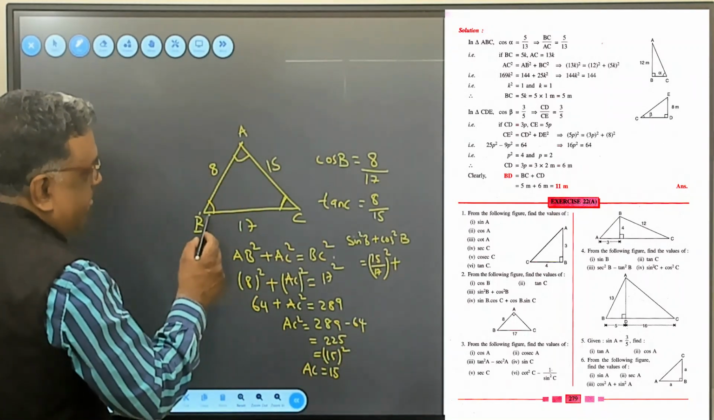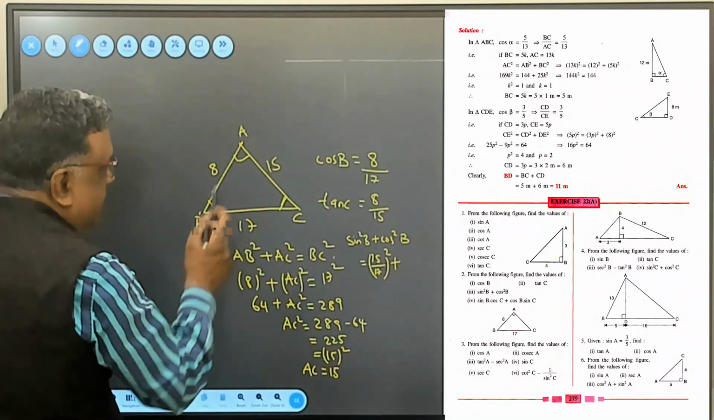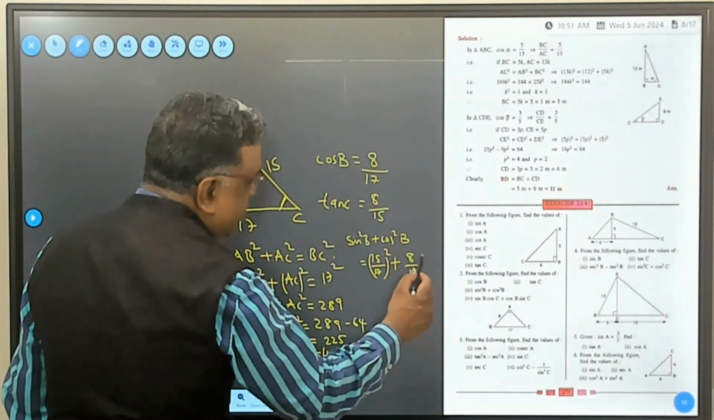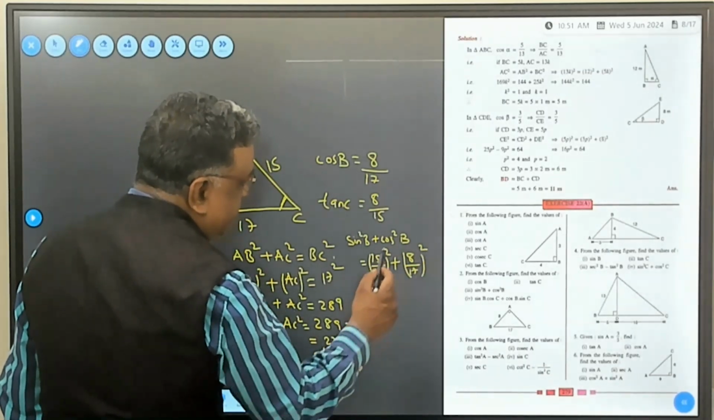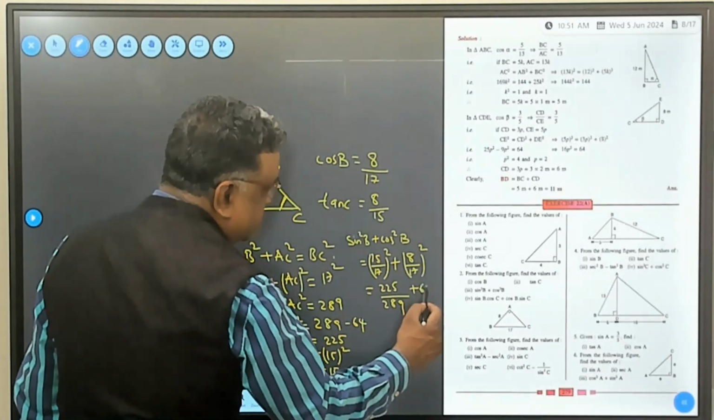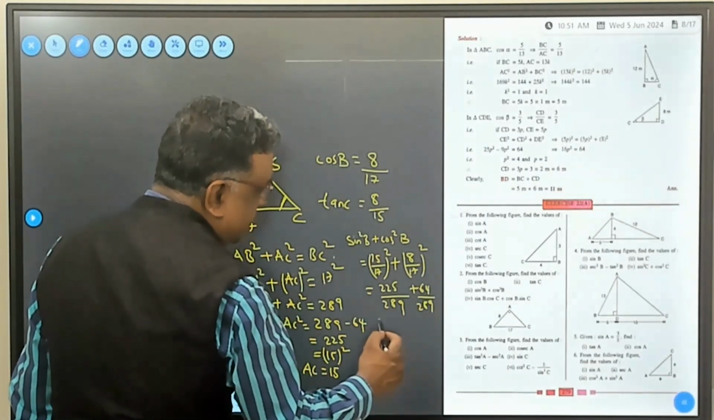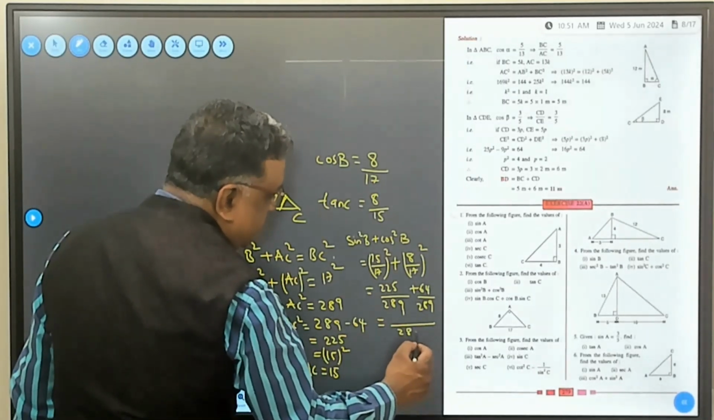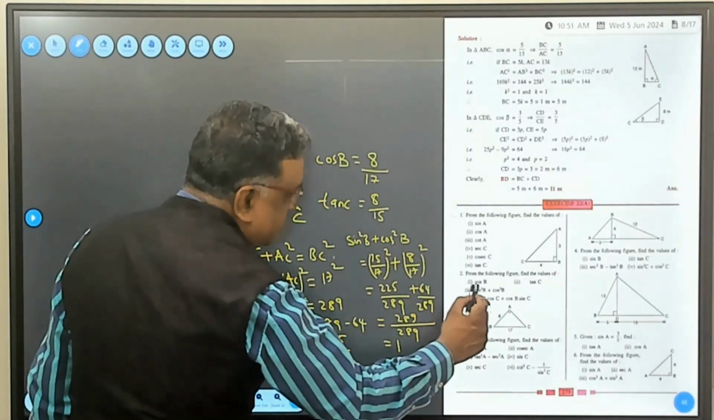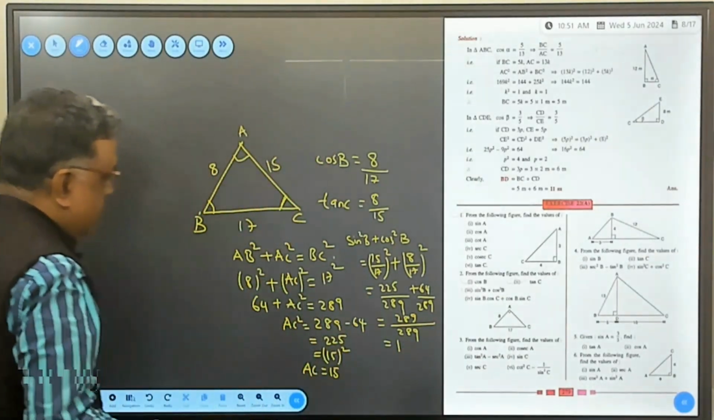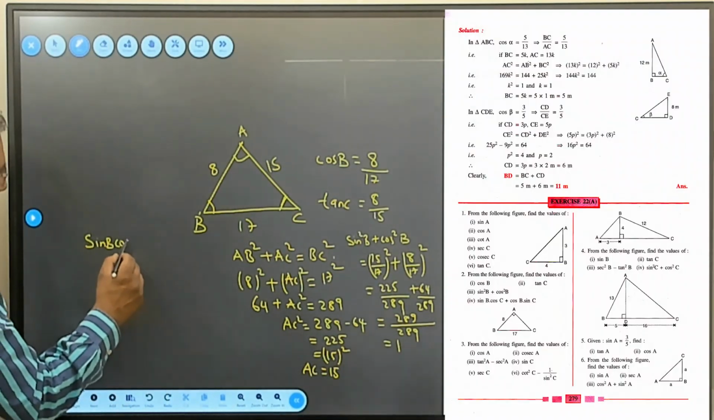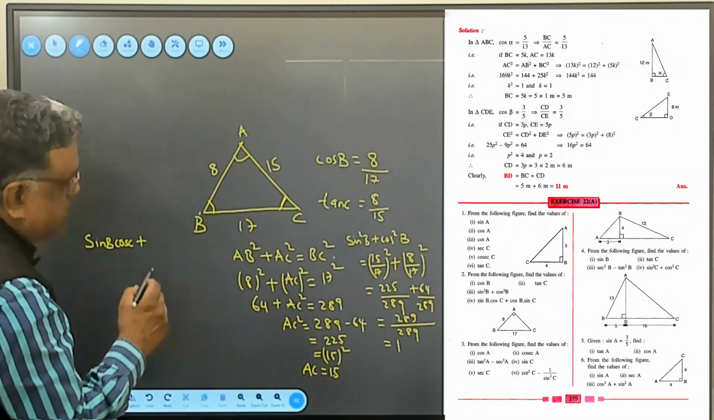Cos square B is adjacent side upon hypotenuse, so 8 upon 17, squared. So this became 15 square, which is 225, upon 17 square, which is 289, plus 8 square, which is 64, upon 17 square, which is 289. So 289 is common, 225 plus 64 is 289, so the answer is 1. So this answer we got, this we got, this we got. Now finally we need to find sin B cos C plus cos B sin C.